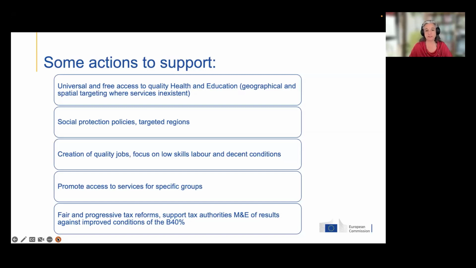Sponsor the creation of quality jobs with high labor standards, prioritizing low-skilled labor and decent conditions. Promote access to services, infrastructures, and means of political participation for specific groups, specifically the marginalized groups. And again, last but not least, support fair and progressive tax reforms for citizens and for firms, so the whole tax system. Support the tax authorities also to monitor and evaluate the results against improved conditions of the bottom 40%. So again, in principle, none of these lines are new to any of you, but we are always putting the emphasis on that extra effort to reach the poorest.